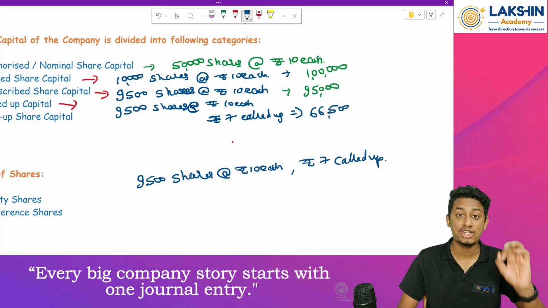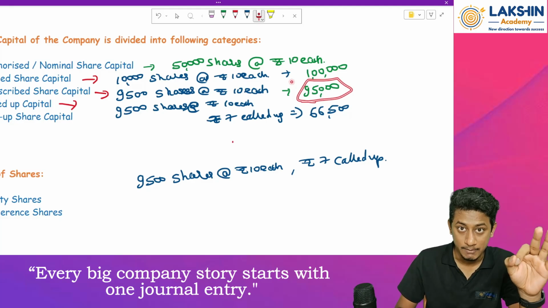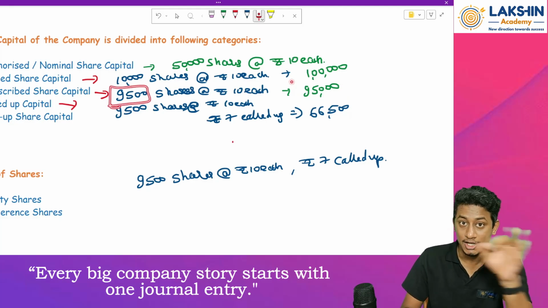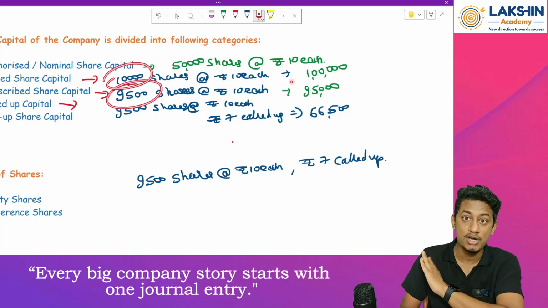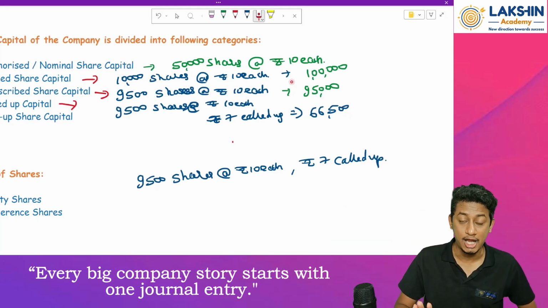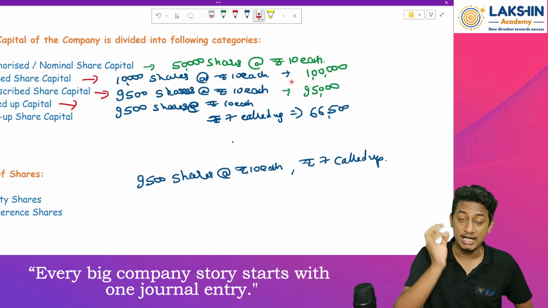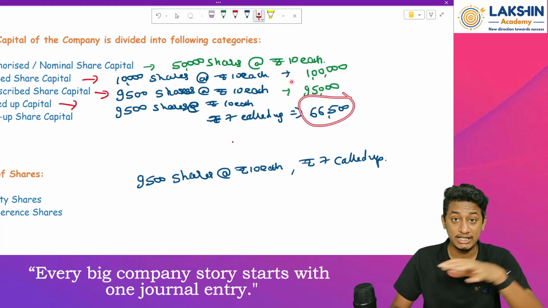66,500 rupees has actually been received. See, we were supposed to receive 95,000 from the people because that many shares have been subscribed. So I won't be receiving the money for the remaining 500 shares. Why? Because nobody is willing to buy those 500 shares. Right? Only 9,500 shares are people willing to buy. Clear? Okay.